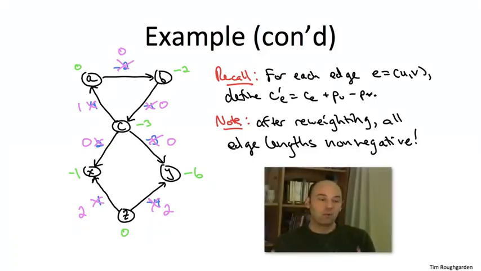And that's now exactly what we can get away with here, at least in this example. We did the transformation, the new graph has only non-negative edge lengths. Now we can just run Dijkstra's algorithm once for each choice of the source vertex to compute all of the shortest path distances.